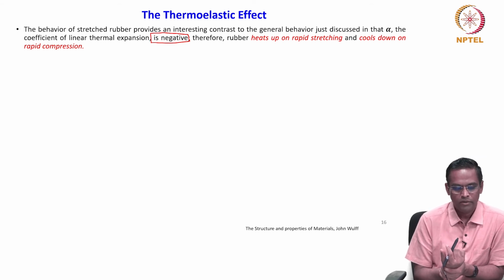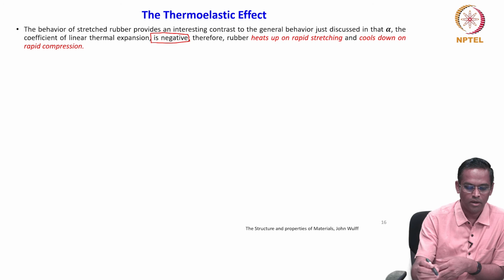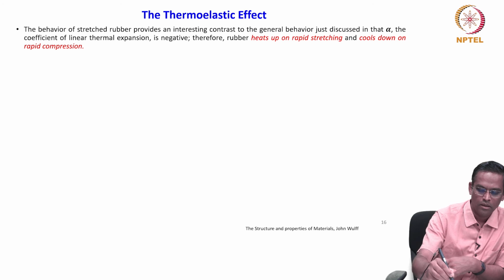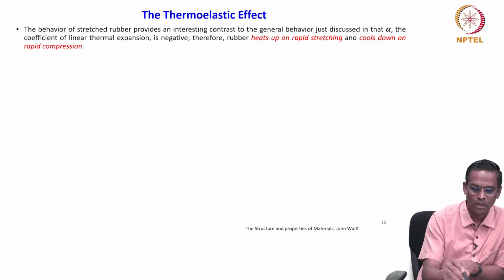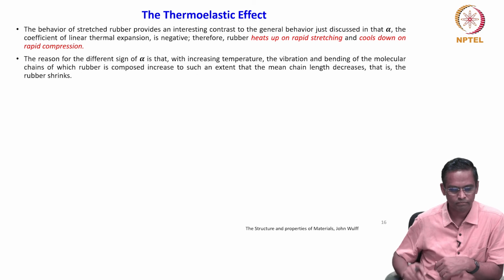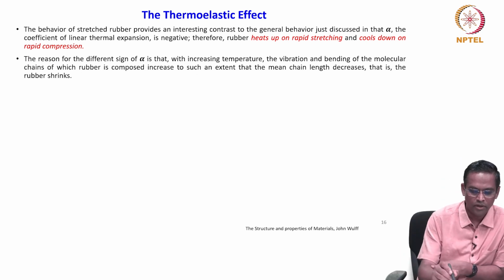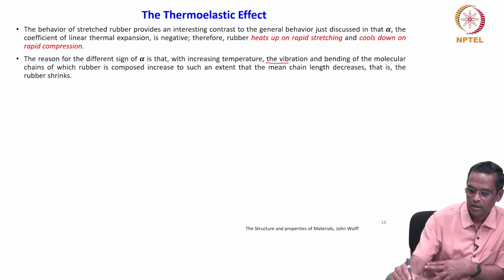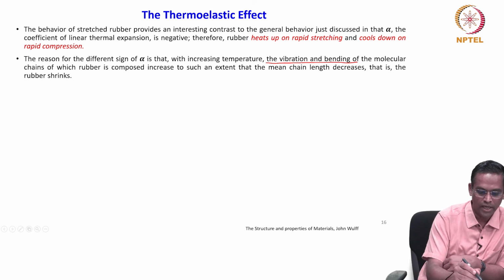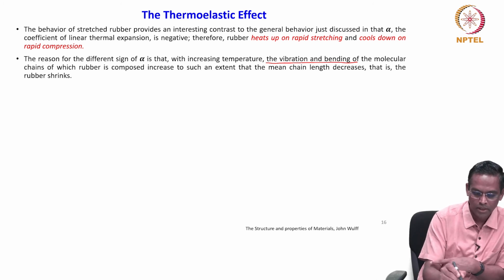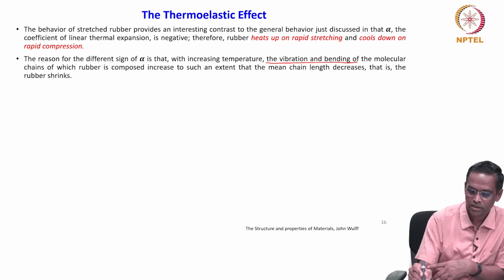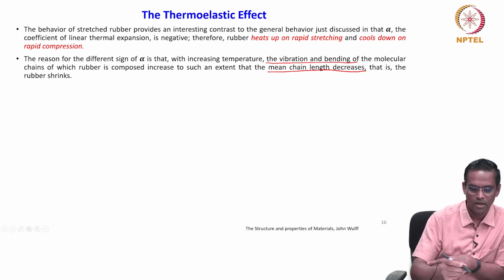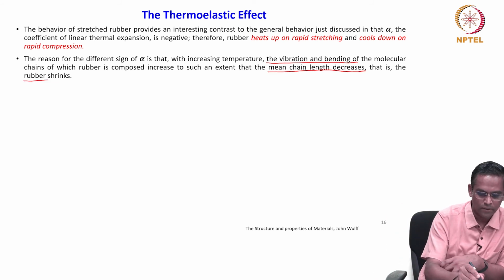So, here we see that the stretched rubber, the moment you stretch the rubber, the linear thermal expansion is negative. What could be the reason? The reason for a different sign of alpha is that with increasing temperature, the vibration and bending of the molecular chains of which the rubber is composed increase to such an extent that the mean chain length decreases, and that is, the rubber shrinks.